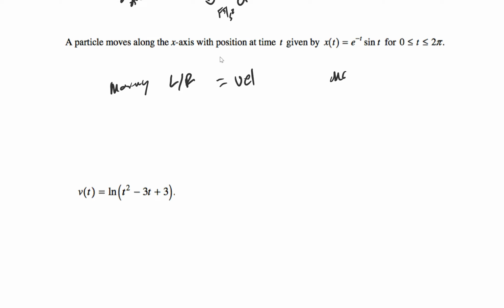If I ask what's a max position, well, you got to find the critical points and endpoints. Critical points are when the velocity equals 0, because it's the derivative of position. And then you got to plug them into the position function.